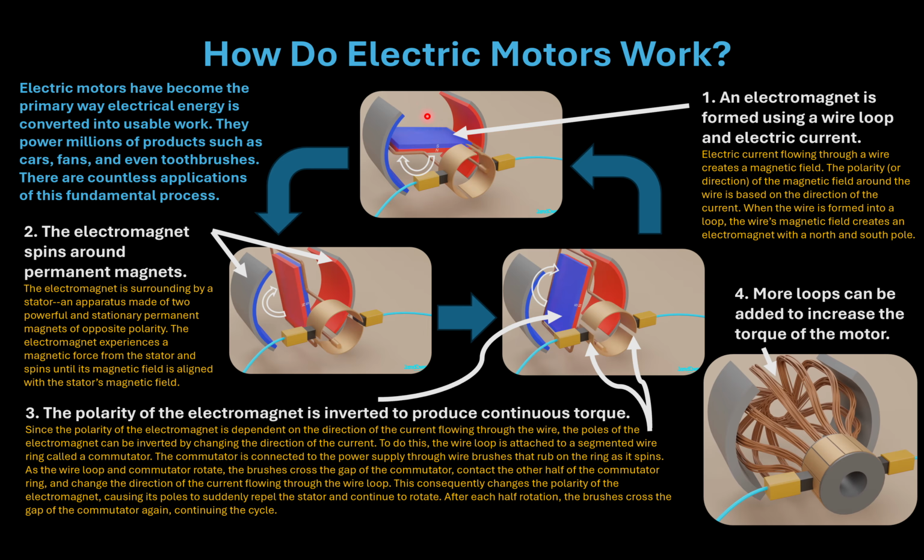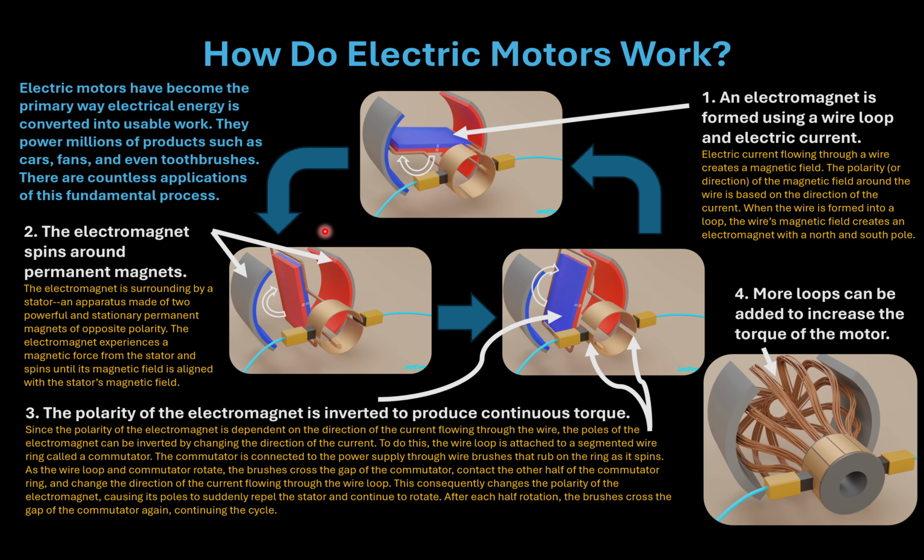The electromagnet is allowed to rotate freely on an axle. The second step in creating an electric motor is to surround the electromagnet with a permanent apparatus called a stator. The stator is made of permanent magnets of opposite polarity. They are not dependent on electric energy to create a magnetic field.